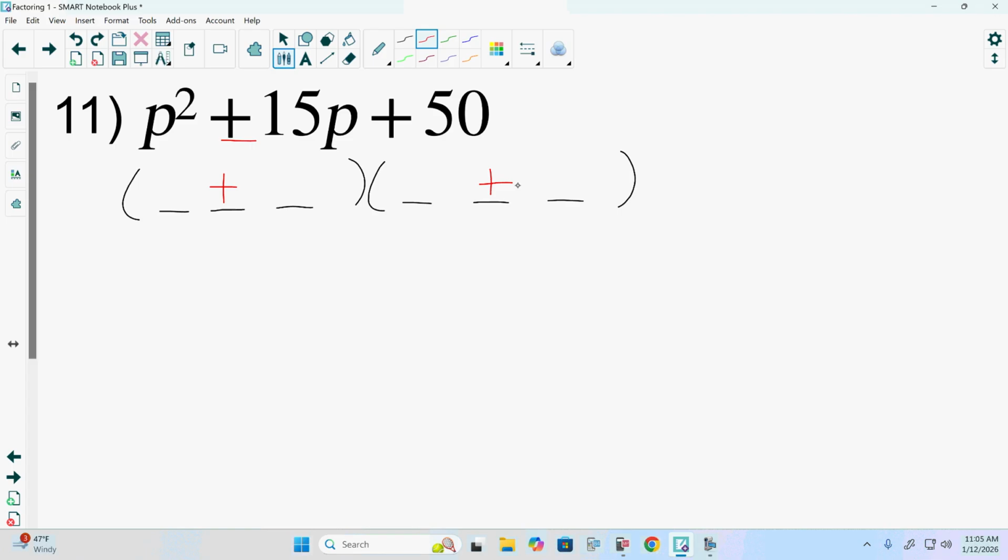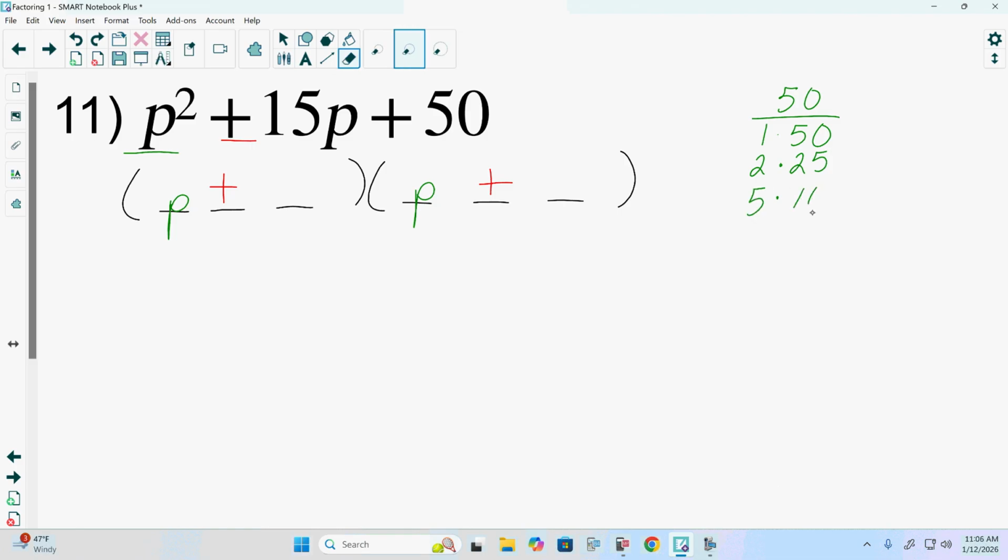Now we need to find the factors of the first and third term. So the factors of p squared are p and p. Factors of 50. 1 and 50, 2 and 25. 3 is not a factor. 4 is not a factor. 5 and 10. Which one do we want to use first? 5 and 10.